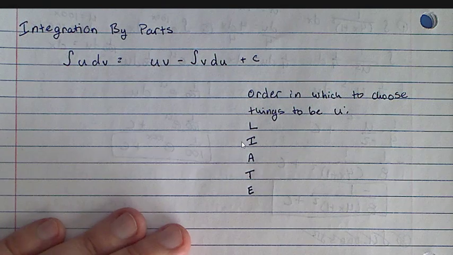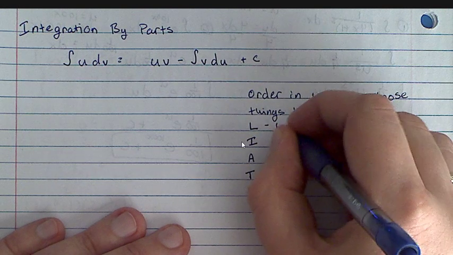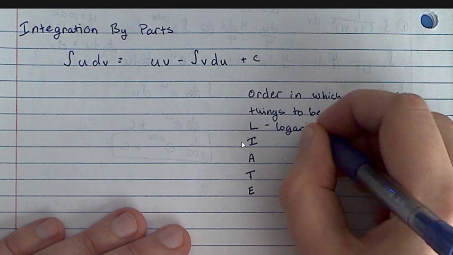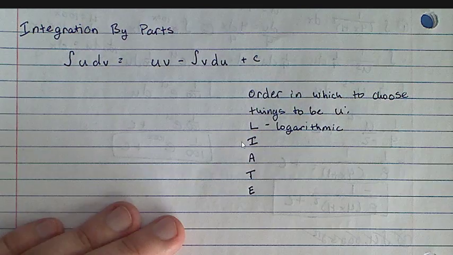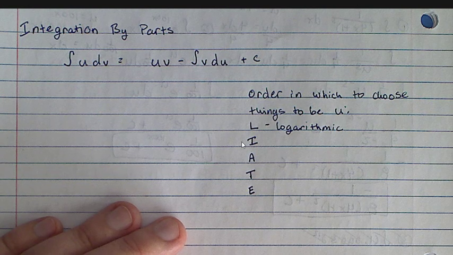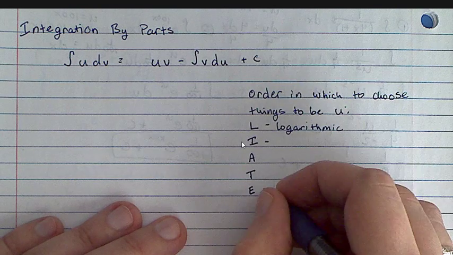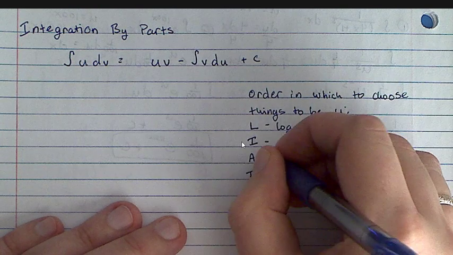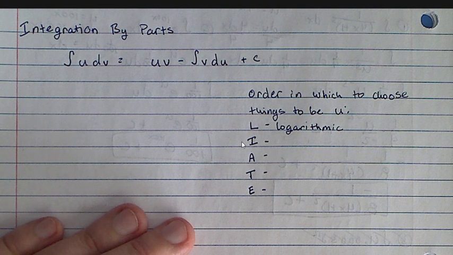So first, if you have an option for it to be anything logarithmic, that should be your first choice for you. Like ln x. That should be your first choice. Well, no, e to the x should be your last choice for you, though. So logarithm is like ln x. Yeah, ln x should be your first choice.